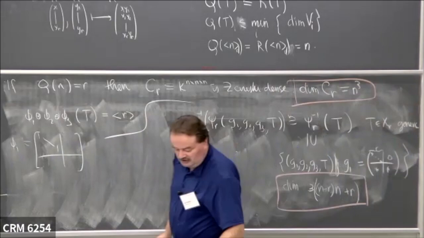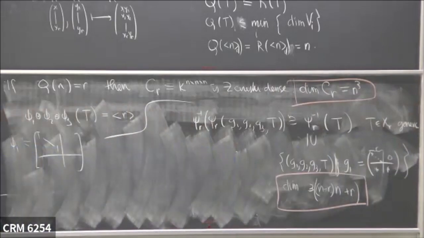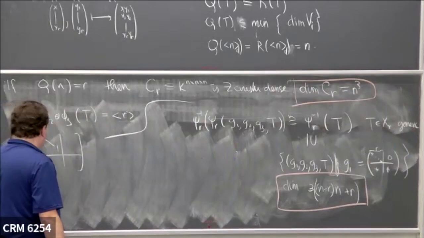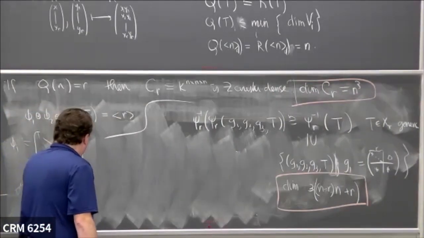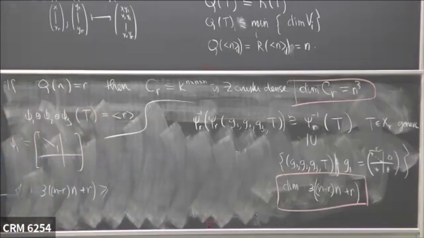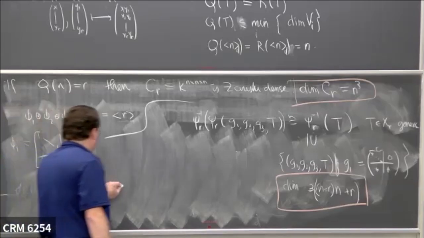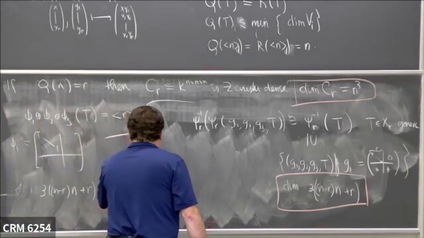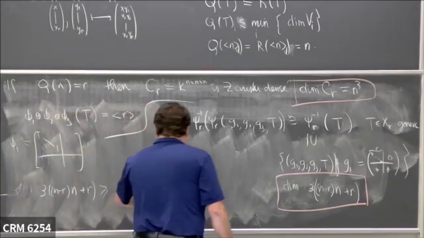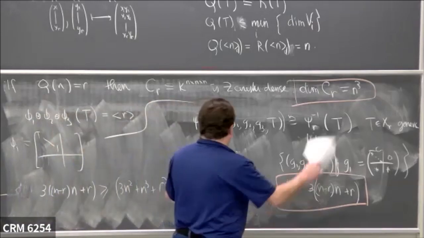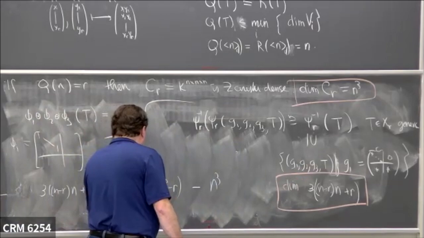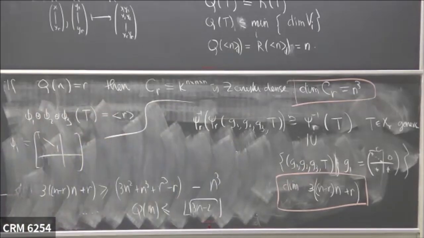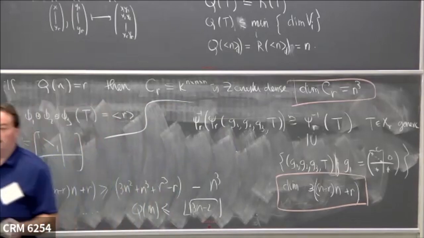And so now we have this inequality: the dimension of the generic fiber, so maybe we get 3 times (n minus r) times (n plus r), is greater than or equal to that dimension, 3n squared plus n cubed plus r cubed minus r minus n cubed. And then dot dot dot. This gives you then the upper bound. Okay, so that's the upper bound.